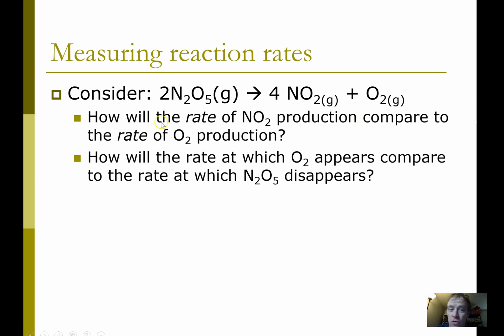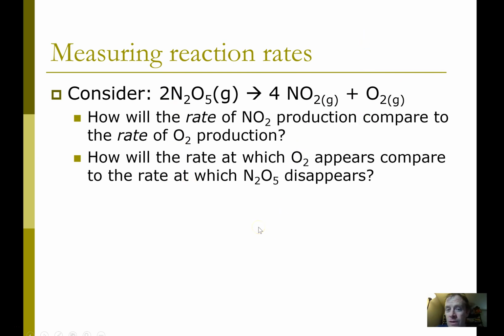How will the rate at which O2 appears compare to the rate at which N2O5 disappears? The ratio is 2 to 1. So although this will be disappearing and its concentration is going down, and oxygen's appearing and its concentration is going to go up, N2O5 is going to disappear at twice the rate that O2 appears. Because this is a reactant, its concentration is going down. This is a product, its concentration is going up.